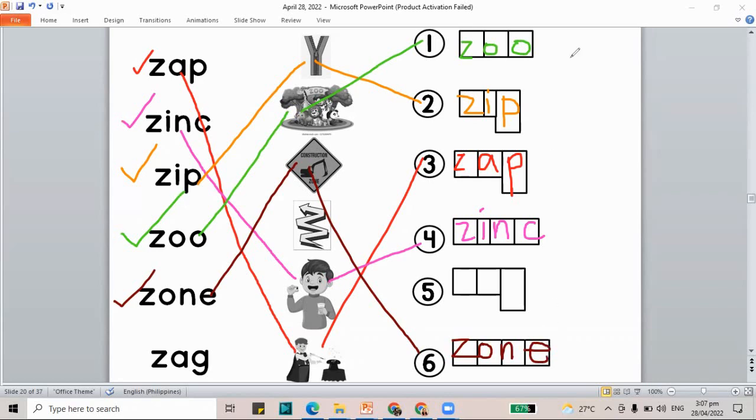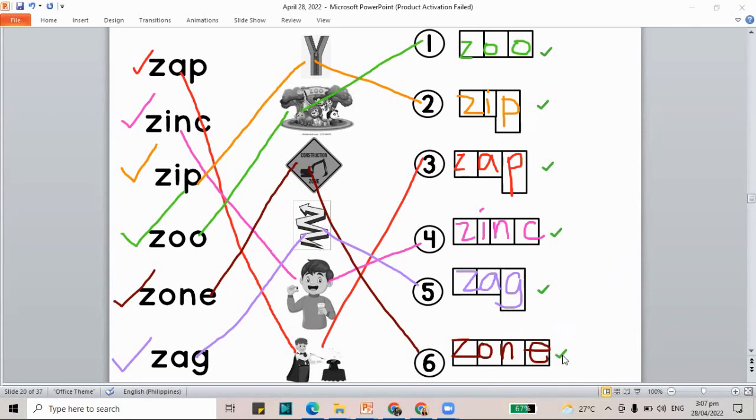The construction workers work in a construction zone. And the last one, zag. It's not a straight line. It bubbles out, up and down. That's zag. Zag fits in 5. Let's spell it out. Z, A, and letter G. So let's check again our Z words. Zoo, zip, zap, zinc, zag, and zone.